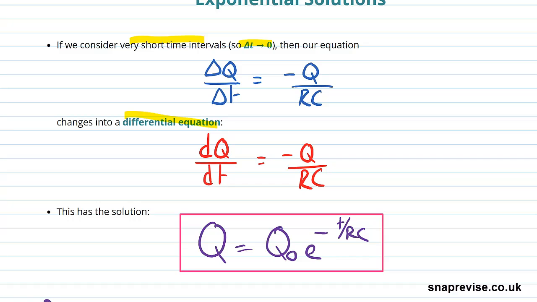If we solve this equation, we find that Q, which is the charge on our capacitor at any point, is equal to the original charge on our capacitor times this exponential function. That's e to the power of minus t over RC. So that's the solution to this equation.